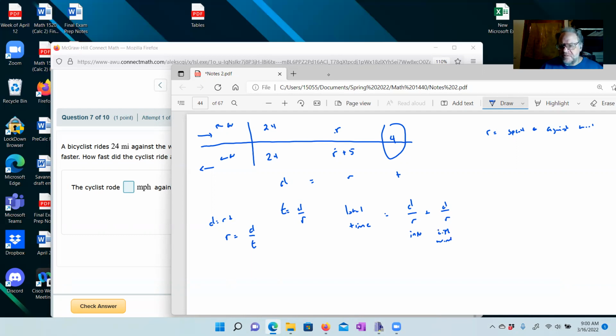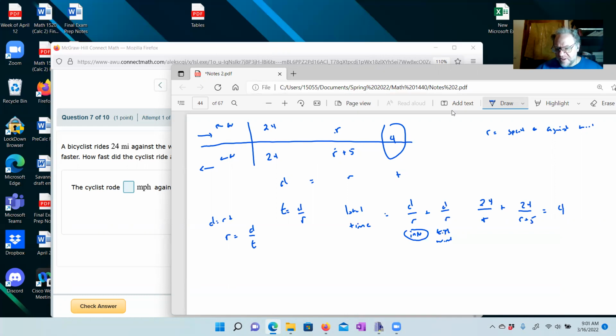Okay. I just kind of try to weave myself a little story as I'm going. So when I'm looking back at this, I can say, oh yeah, that's what I did. So these aren't really that important with labeling, because really what we're doing is just this. Okay, but when I go back to say, okay, this was 24 against the wind, this was R plus, and then we have 24 over R plus 5 is going to be equal to 4. Okay, so 24 over R plus 24 over R plus 5 is equal to our time, which is 4 hours.